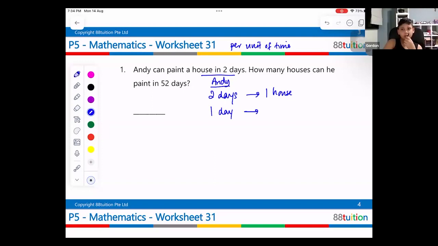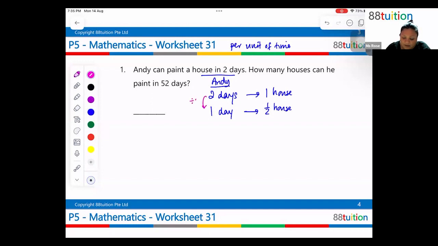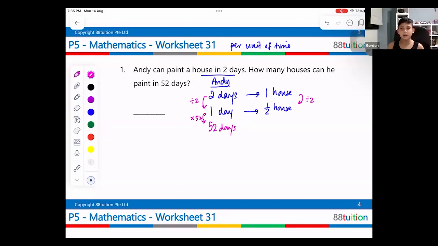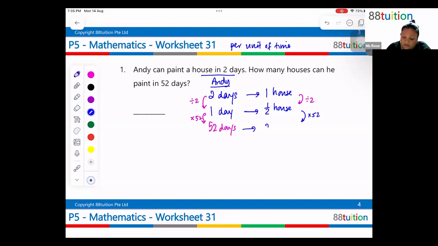Now he has lesser time, right? Can he paint 2 houses? Oh, no, he cannot. He can only paint half a house. So dividing it by 2. Can you see this pattern? When I divide this by 2, this also divides by 2. Now if I have 52 days, that means I times 52, right? So I must also times 52 to give me 26 houses.